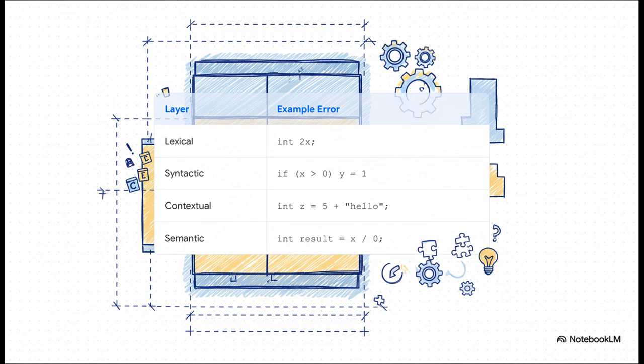A syntactic error is a grammar mistake, like forgetting a semicolon. You broke the rules of the language's structure. Then there's the contextual error. Like we said, trying to add a number to a string. Looks fine, but the types don't match. And finally, a semantic error. This is a logic bomb. Dividing by 0 is perfectly valid, syntactically and contextually. But when you run it, boom, the logic is flawed.